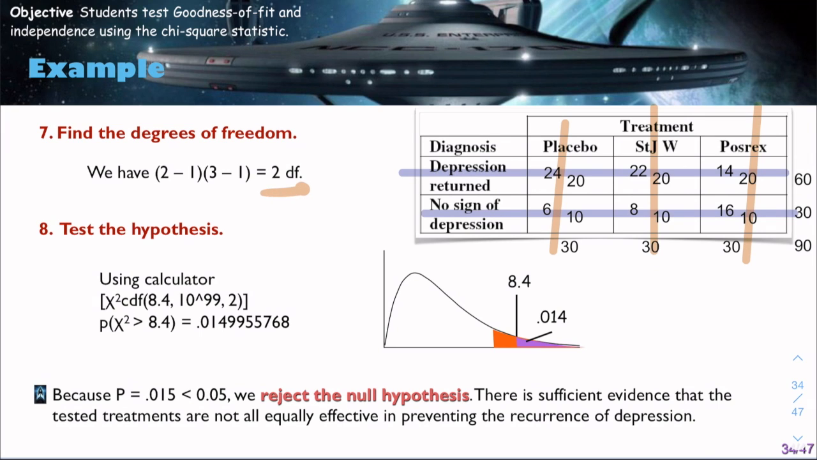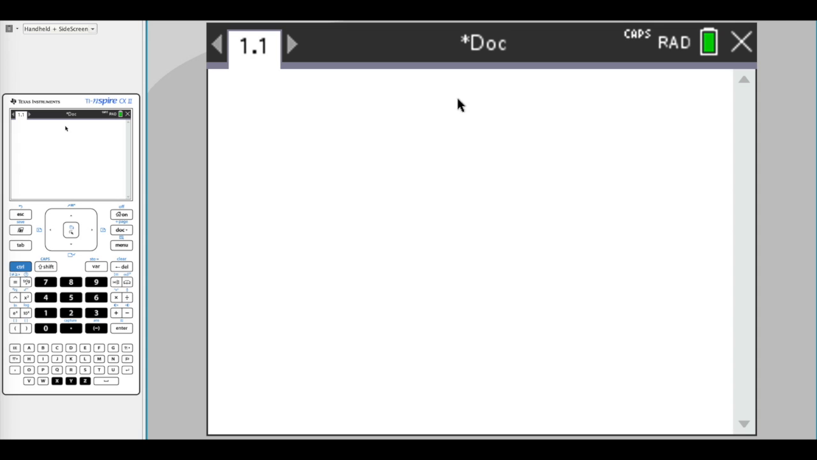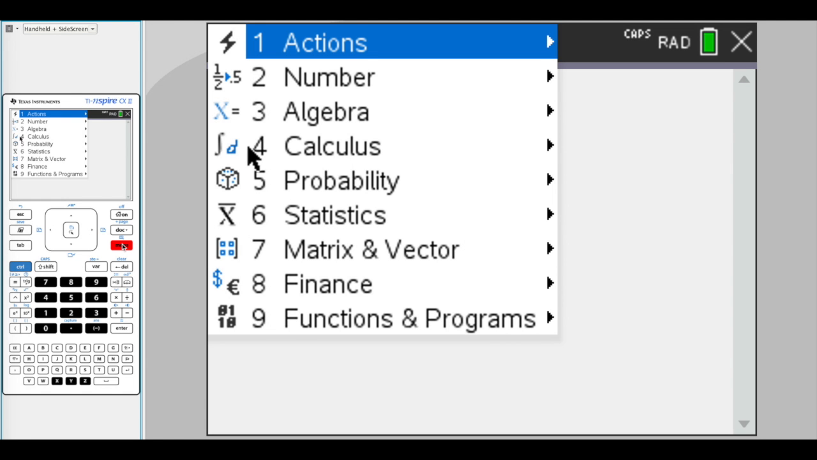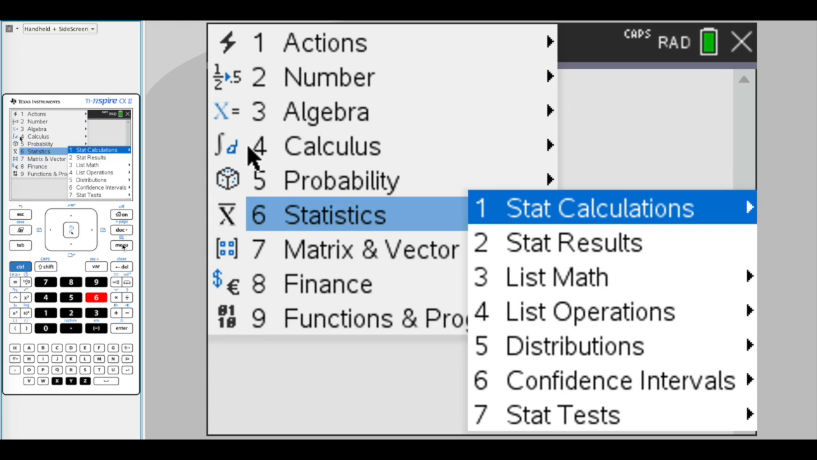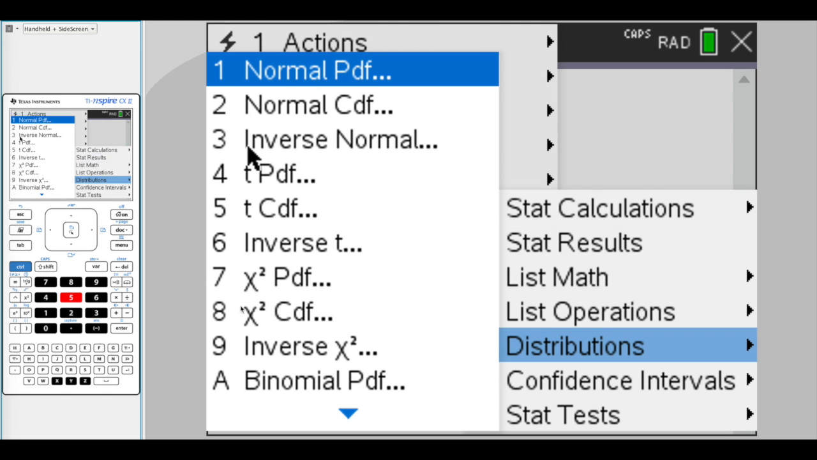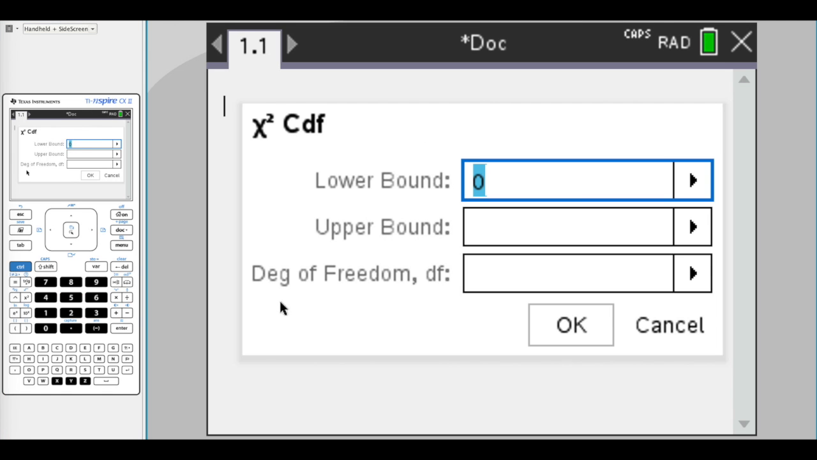Then we jump to our calculator. We just want to run a chi-squared CDF. We have our chi-squared value of 8.4. We have our degrees of freedom. So we hit Menu, 6 for statistics. We're going to distributions, and we're going to do a chi-squared CDF. We're going to sum everything up.